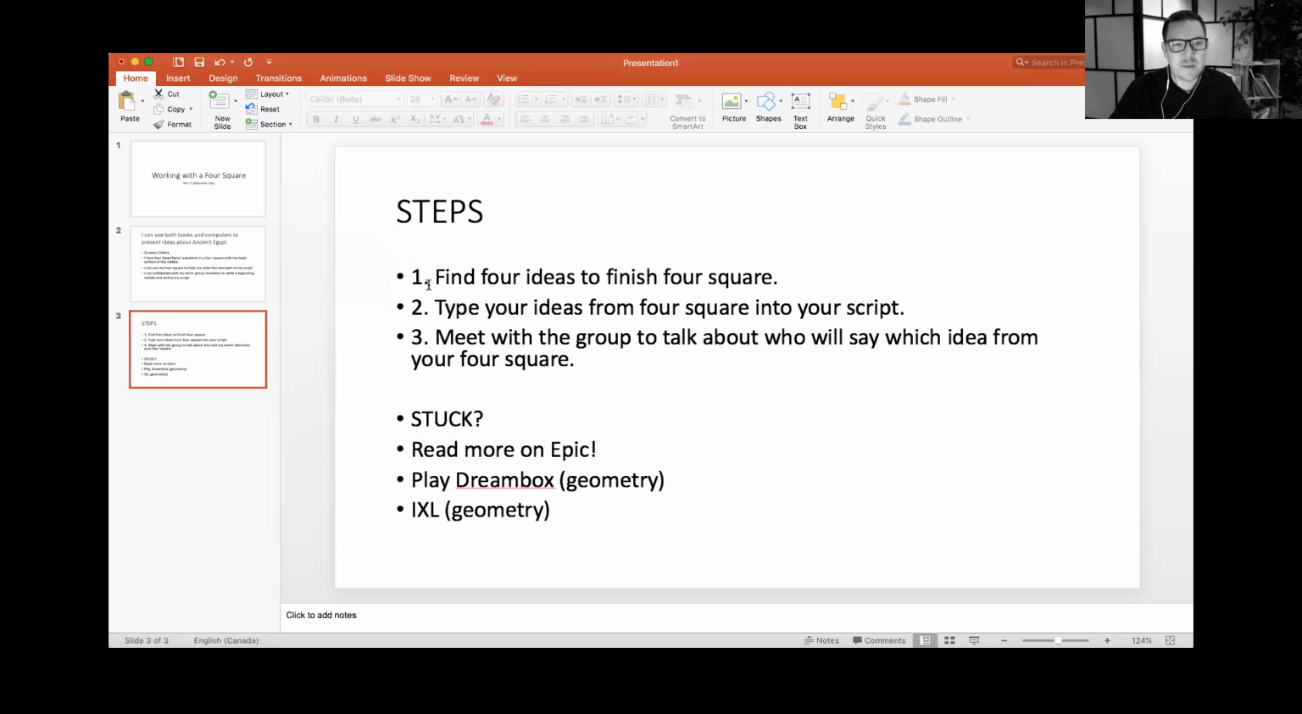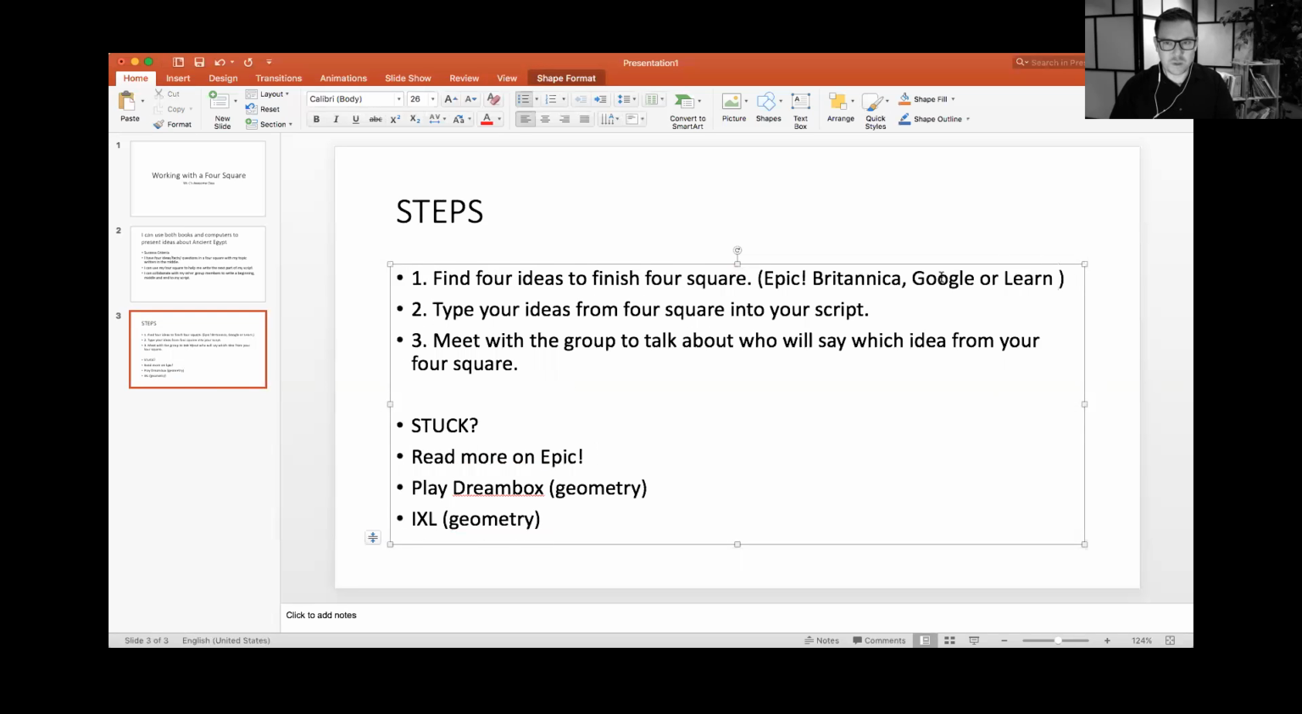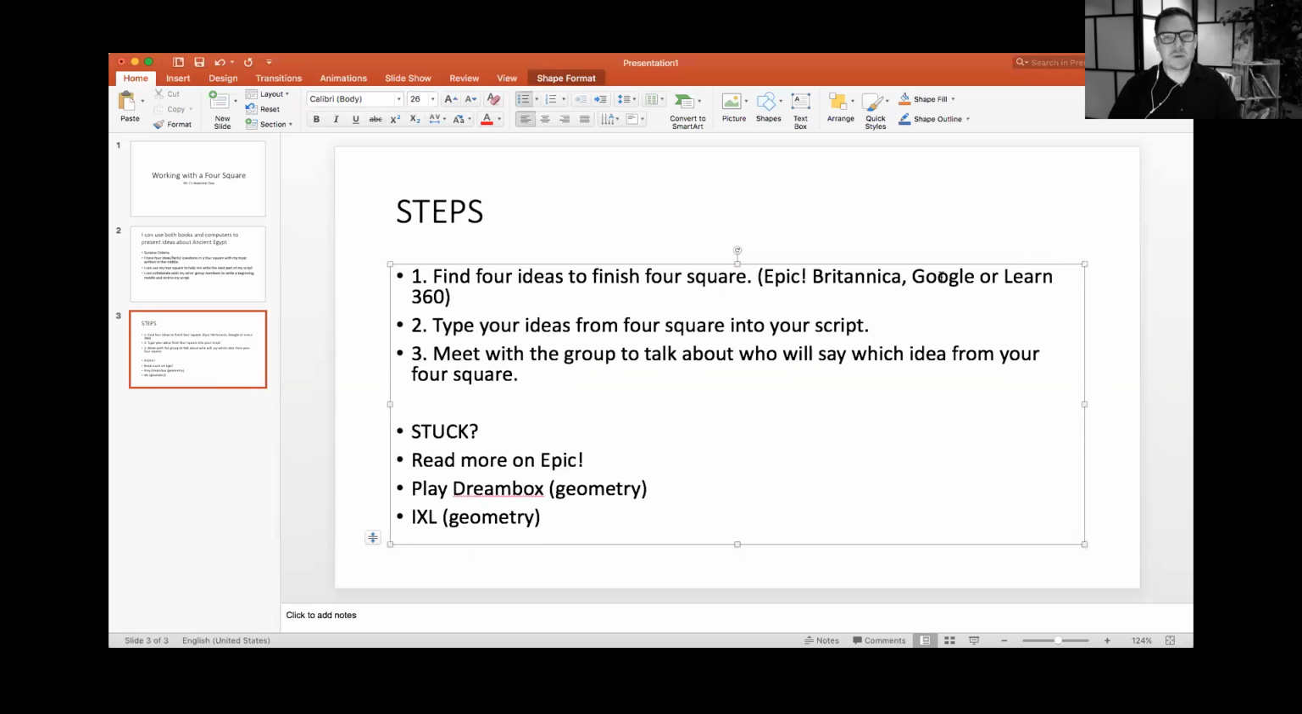Okay, so here are the steps. Find your four ideas to finish your Foursquare. Now, they don't need to be super long stories. They just need to be four simple sentences or facts, okay? You can go to many of the resources, like you can use Epic, you can use Britannica, okay? If you haven't used at least two of these resources, I would recommend checking these out. Some people are even using Google or Learn 360. Okay, and that's fine as well. If you want to use those and watch videos about ancient Egypt, you can. Okay, so that's where you can find the four ideas.